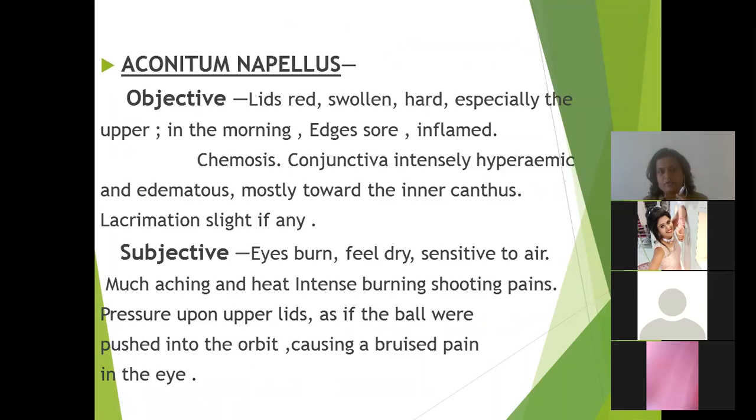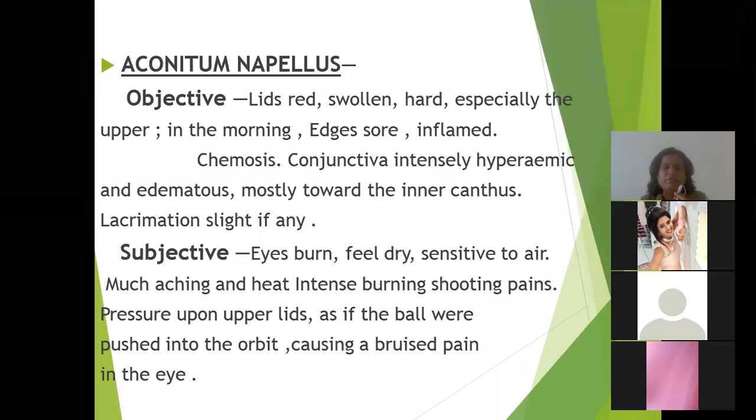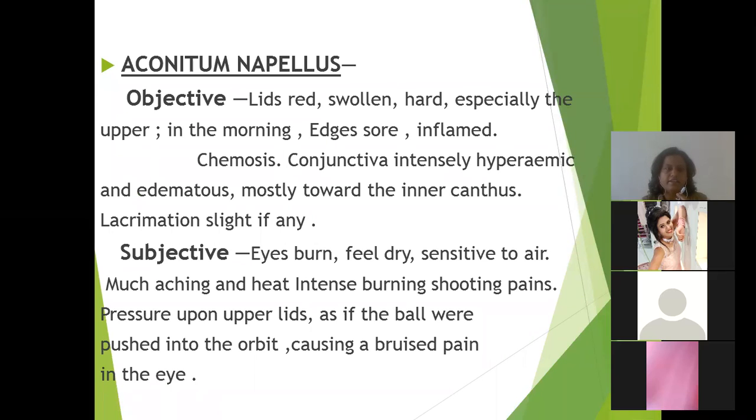So let us start with aconite. We all know aconite is a very characteristic remedy in eye complaints. Objectively, the lids are red, swollen, hard, especially the upper in the morning. Edges sore, inflamed, there is chemosis, and the conjunctiva is intensely hyperemic and edematous, mostly toward the inner canthus, and lacrimation is slight. Subjectively, what the patient feels: the eyes burn, feel dry, and are sensitive to air.